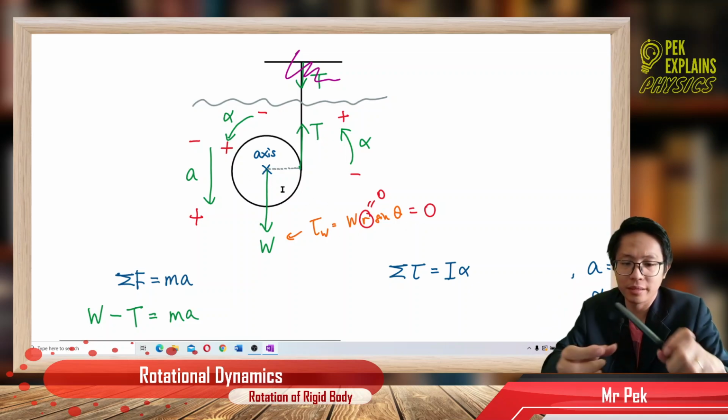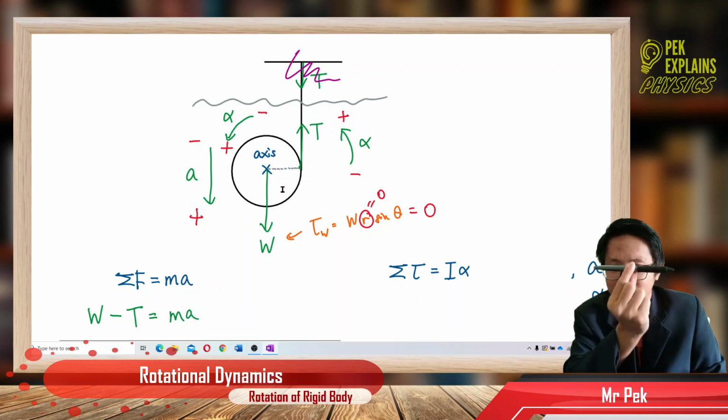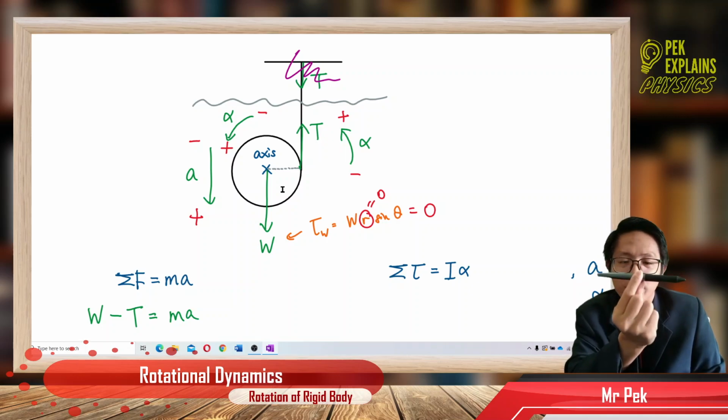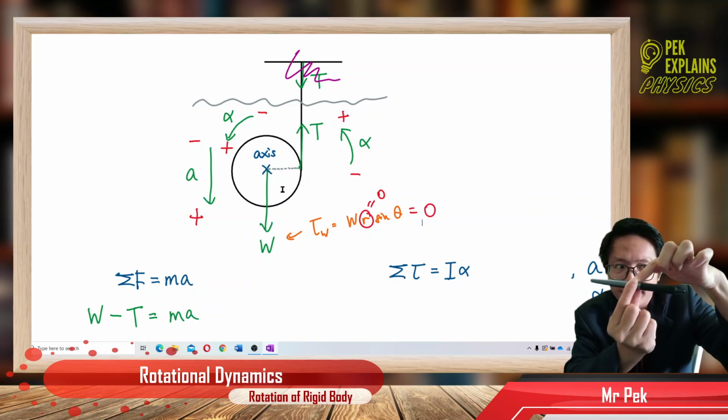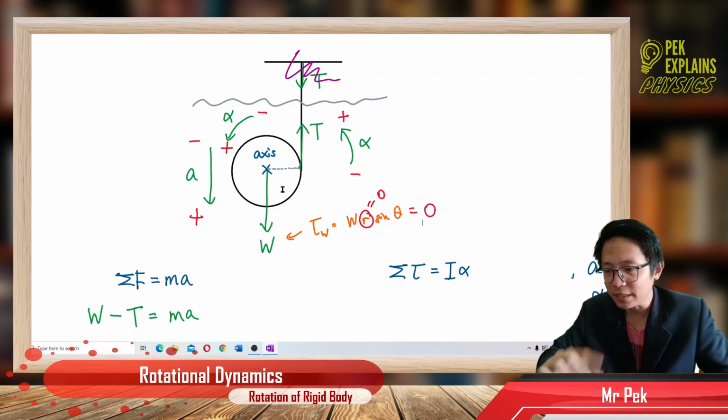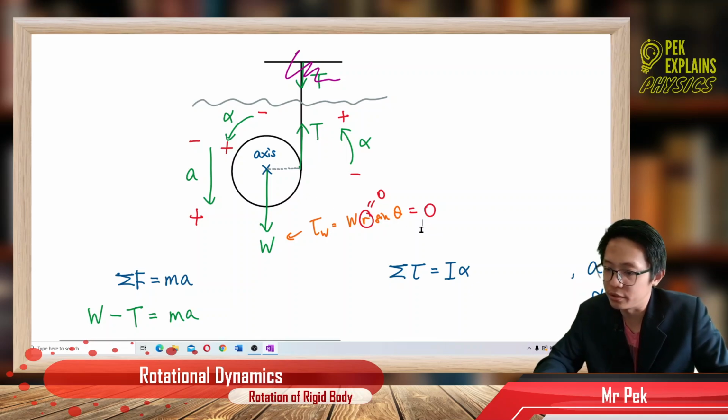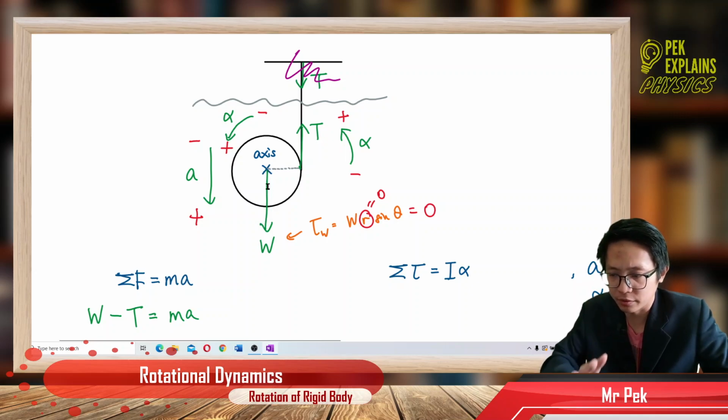When the force is at the axis of rotation, it can't rotate the object at all. You see, it can't rotate the object at all. So when R is 0, torque is 0. When the force is at the same point as the axis of rotation, it has 0 torque.